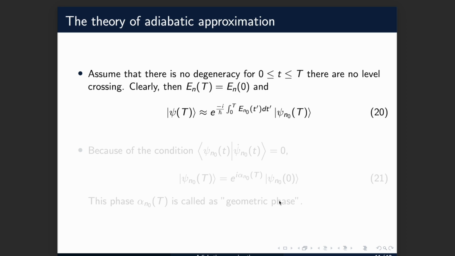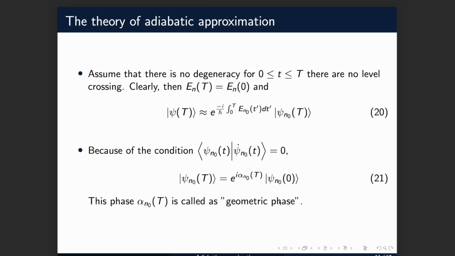We know that we have used the phase freedom of the eigenvectors. Because of that freedom we have used, the eigenstate at time t equal to 0 will not be equal to the eigenstate at time equal to T. It will get a phase factor attached to it. This phase factor is known as the geometric phase.